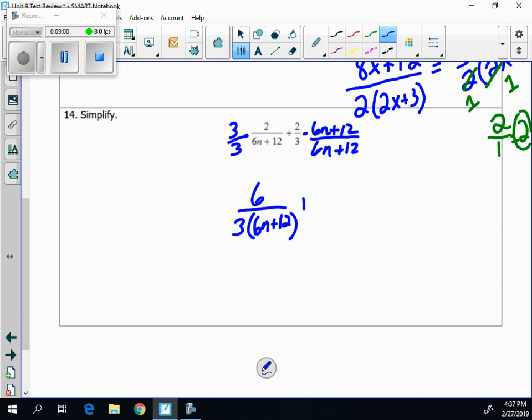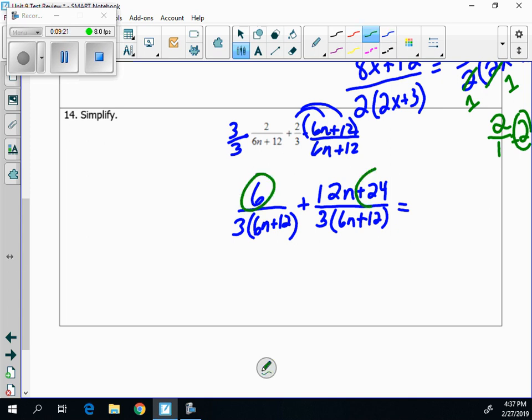We have to distribute this 2. So that's 12n plus 24. And the denominator, 3 times 6n plus 12. And then now we have like denominators, so let's combine those numerators. We have like terms. 6 plus 24. We have 12n from the second fraction. Plus 12, or 6 plus 24 is 30, over 3 times 6n plus 12.